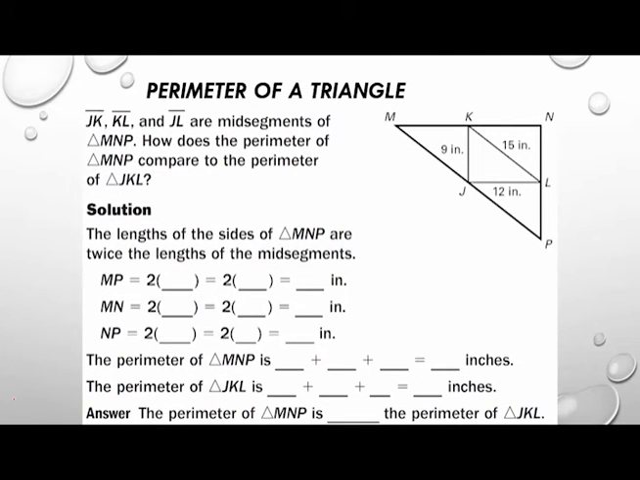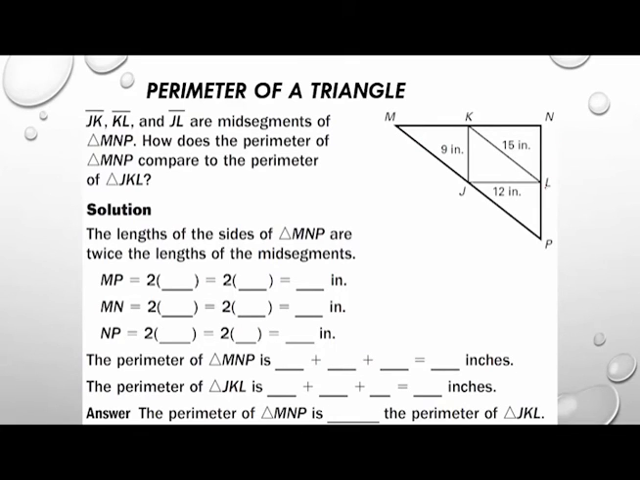Example number 4, we are asked to find the perimeter of a triangle. They say that line segment JK, line segment KL, and line segment JL are midsegments of triangle MNP. How does the perimeter of triangle MNP compare to the perimeter of triangle JKL? Well, in order to find the perimeter of MNP, first we need to know the side lengths. We are given the lengths of the midsegments, so we're going to use that to find the side lengths.